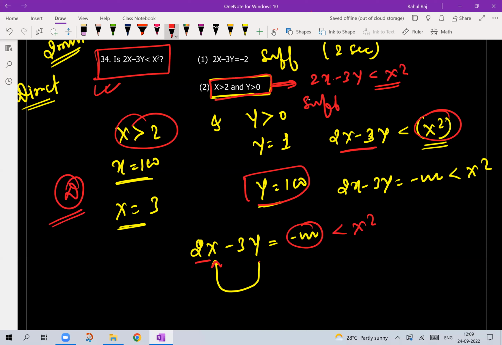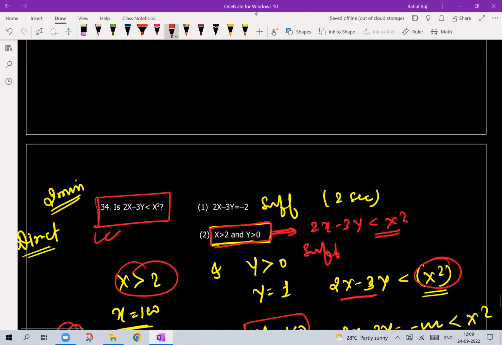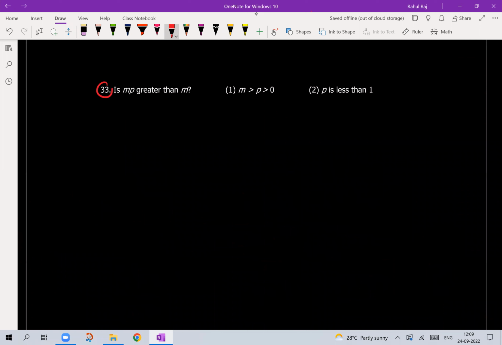Anyone, any doubt? Ankita, Ritu, Sanchi, any doubt? No, it's clear. Perfect. Aman, is this clear? Rajesh? Yes, sir, clear. Try question number 33. Take 2 minutes.